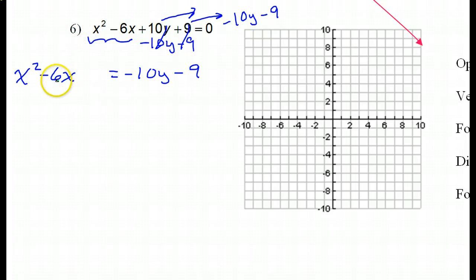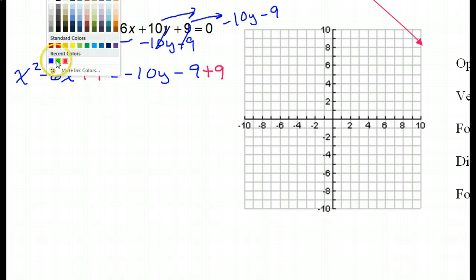Half of the middle squared. So half of 6 is 3. 3 squared is 9. Now make sure you add that 9 on both sides of the equation. A common mistake is leaving that out.